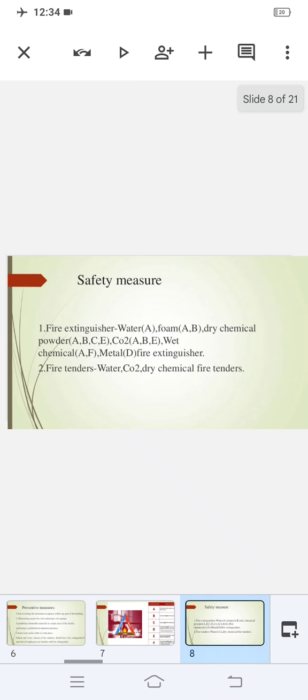And what are the various safety measures for all these classes of fires? For class A fire, a water filled extinguisher must be used. Class A fire should be prevented by a water filled extinguisher or water fog extinguisher. For class B fire, a foam extinguisher must be there. Foam contains about 2 to 6% of liquid foam, that is foam concentrate. What is foam concentrate?